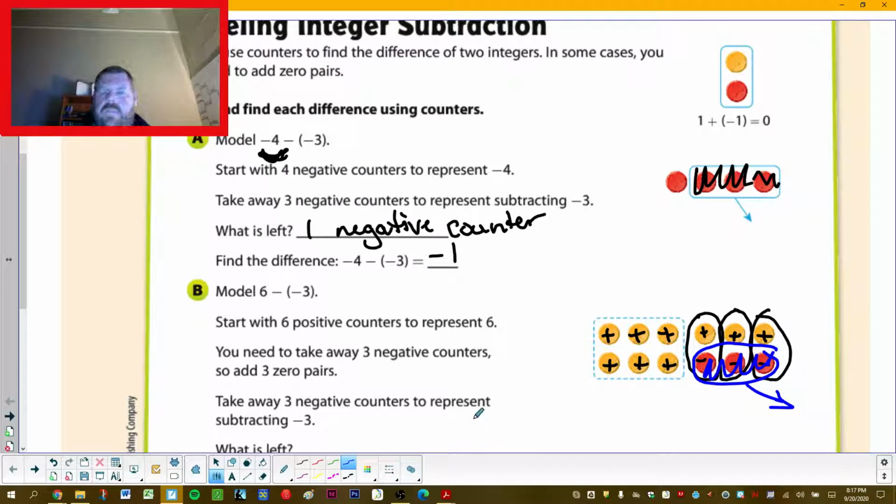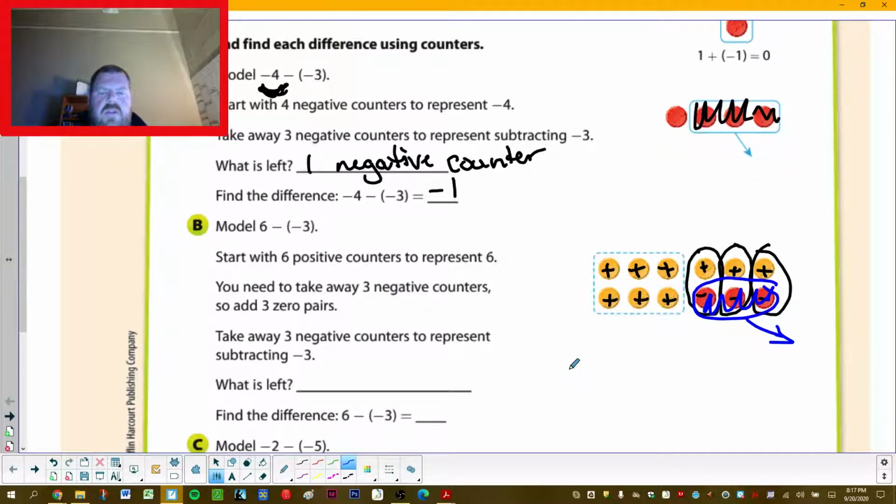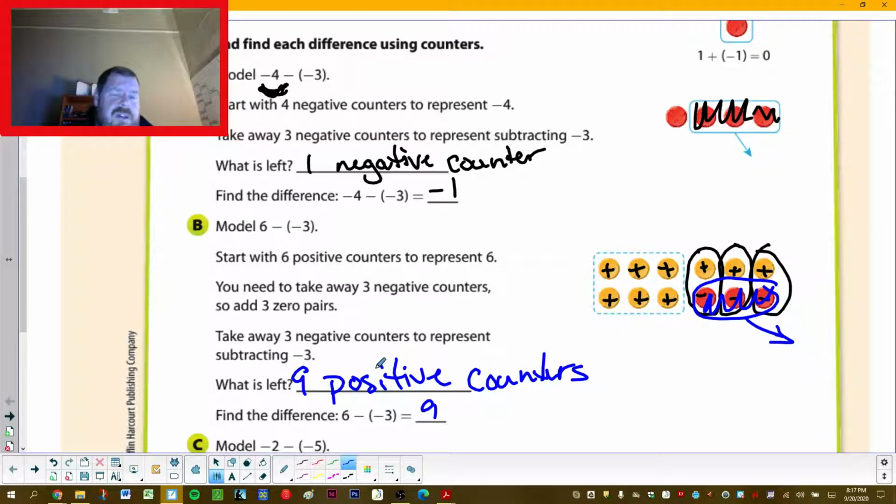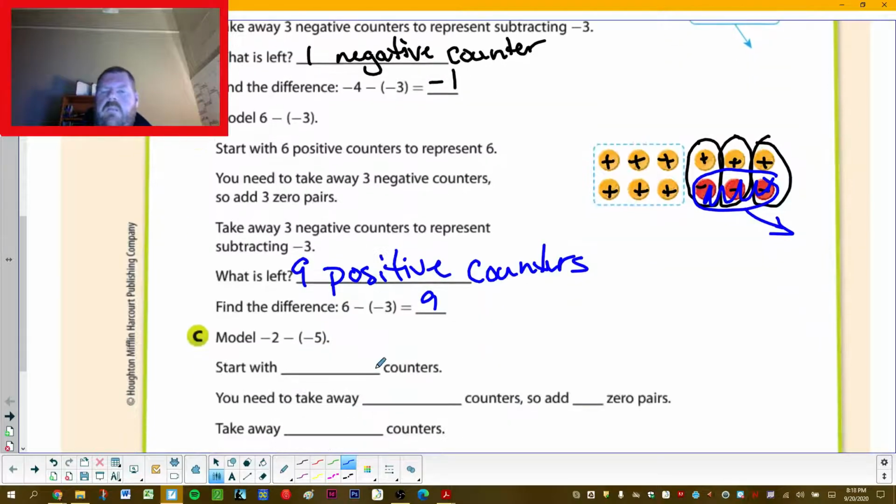They're gone. And what do I have left? Well, I have 1, 2, 3, 4, 5, 6, 7, 8, 9 positive counters. So I have 9 positive counters. Okay. So my difference is positive 9. I know it's kind of weird. Subtraction problem, we ended up with a positive number. It can happen. All right.